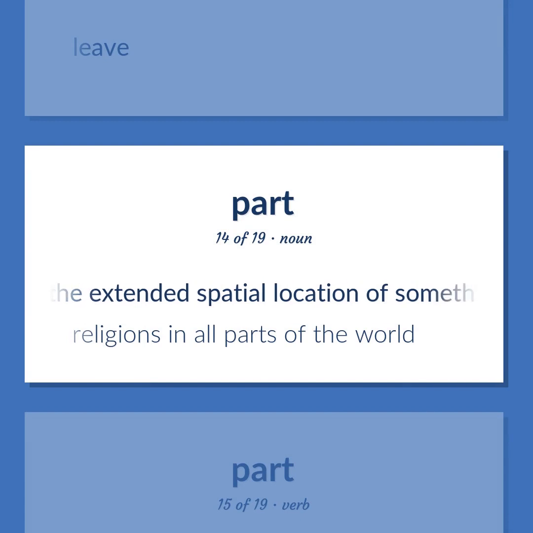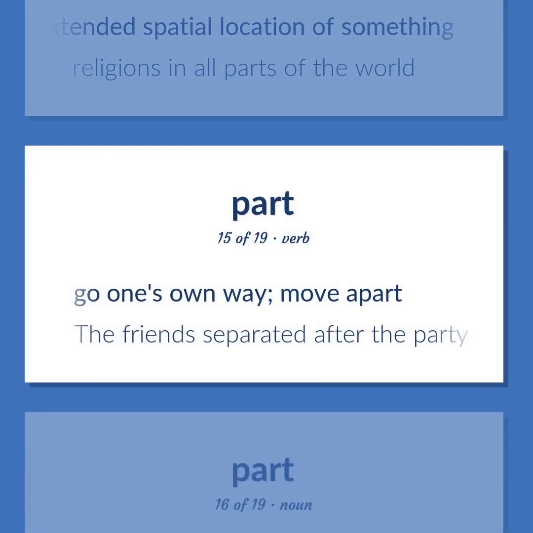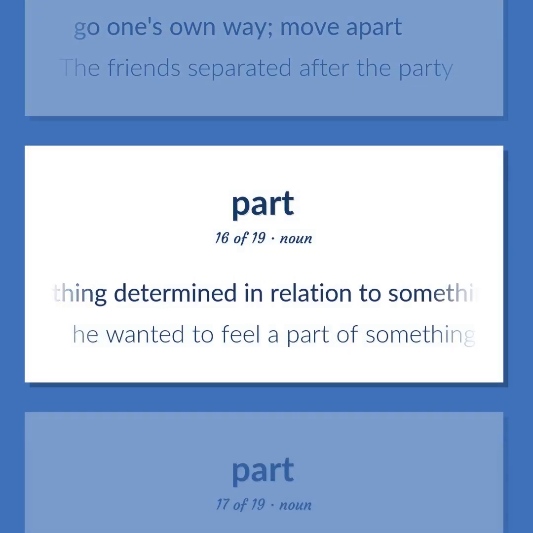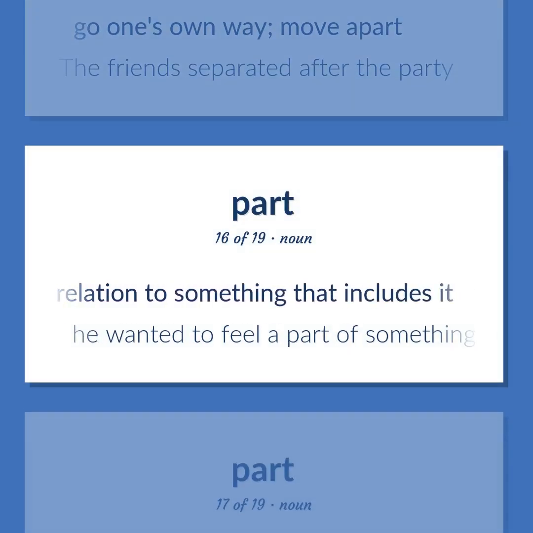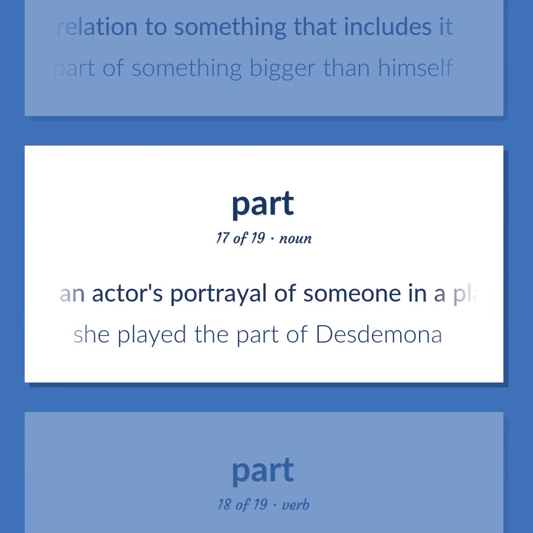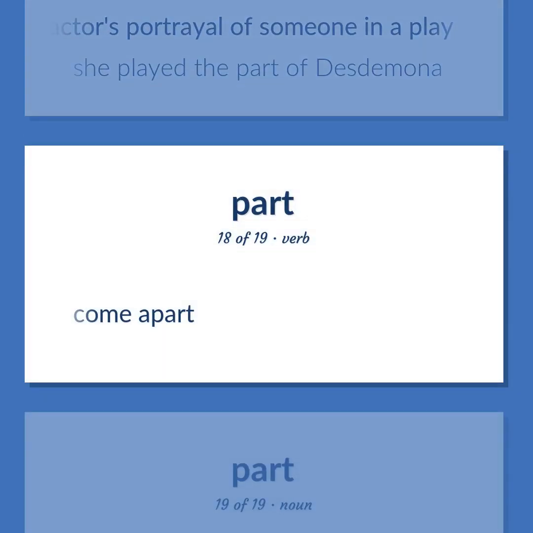The extended spatial location of something. Religions in all parts of the world. Go one's own way. Move apart. The friends separated after the party. Something determined in relation to something that includes it. He wanted to feel a part of something bigger than himself. An actor's portrayal of someone in a play. She played the part of Desdemona. Come apart.